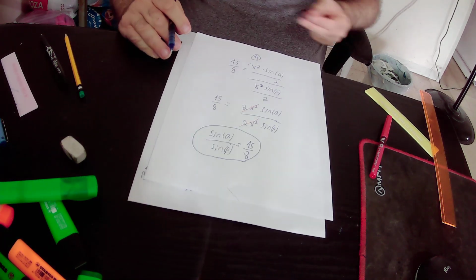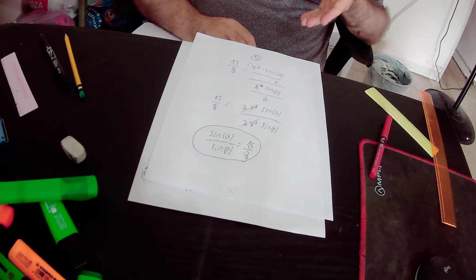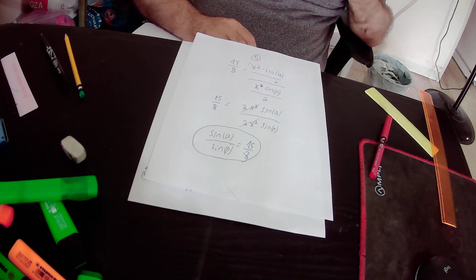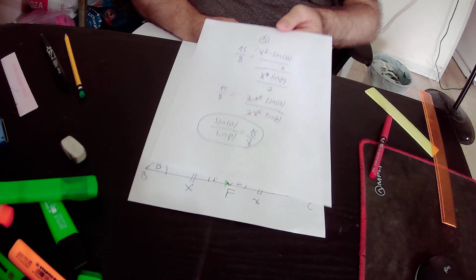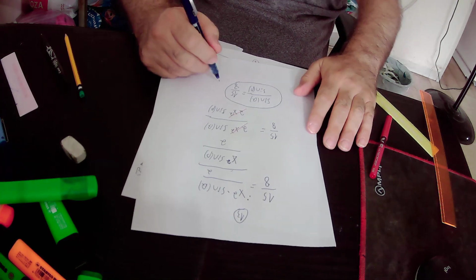But we have already found out that q plus p, according to equation number 2, equals 120 degrees. q plus p equals 120 degrees.